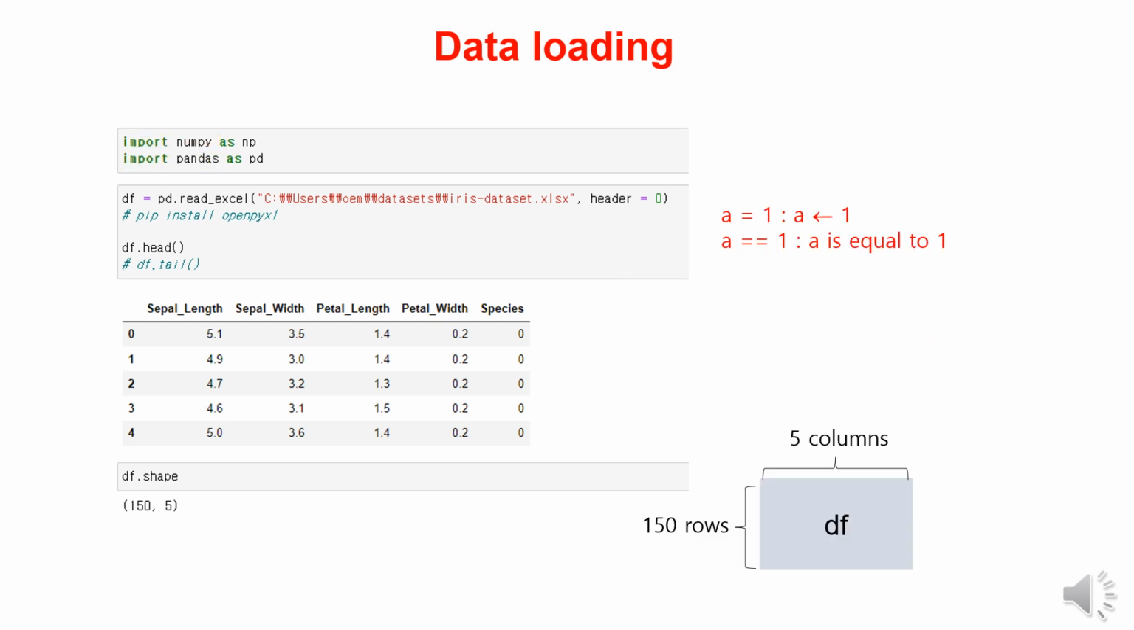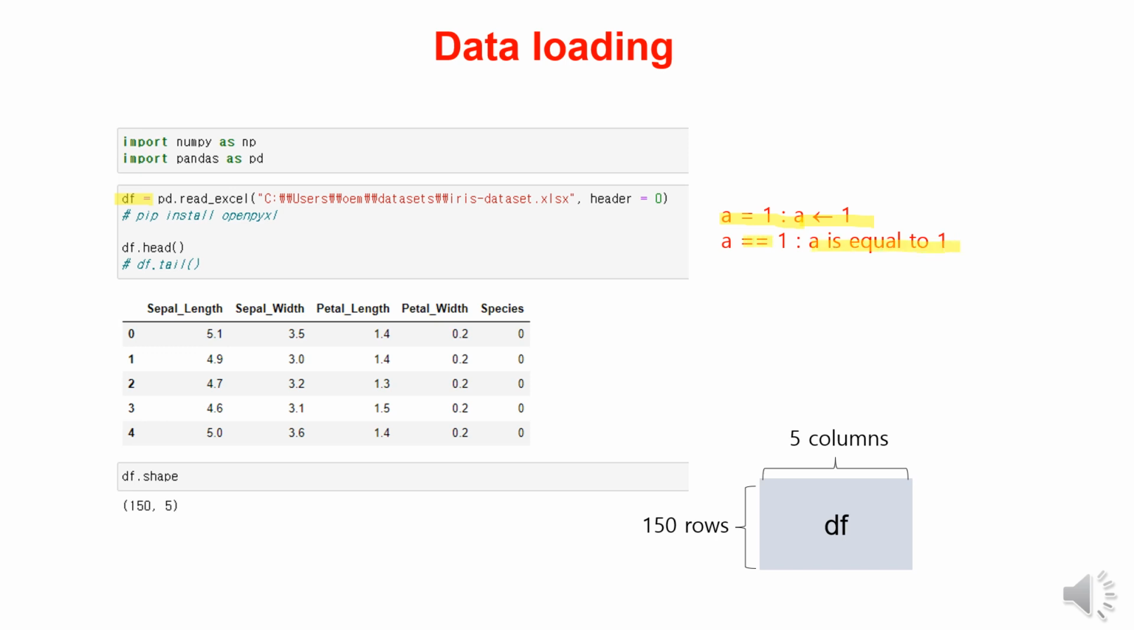Continuing on, we assign the loaded iris dataset to a variable named df, so that we can use it throughout our Python code. The equal sign in Python means assigning the value on the right side to the variable on the left side. For example, in this case, the number 1 is assigned to the variable a. And if there are 2 equal signs, it means a is equal to 1.